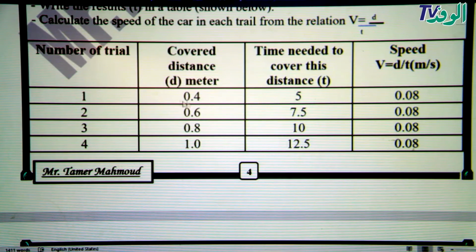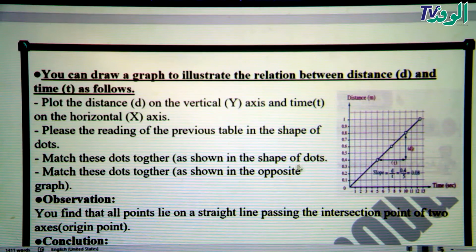But let's return to our graph. If you measure the speed of the car in our experiment in each trial, how? d divided by t equals 0.08. Second trial, 0.08. Third trial, 0.08. Fourth one, same. Why? Could you answer me? Yes, excellent, very good answer. Because, teacher, the object moves with a regular speed and the speed doesn't change.